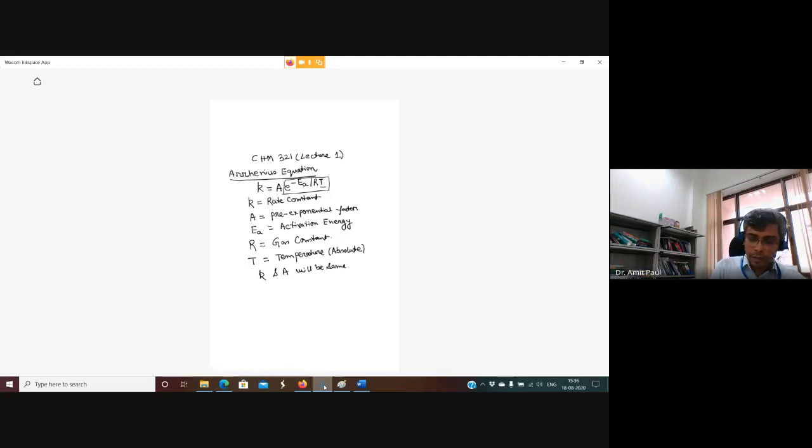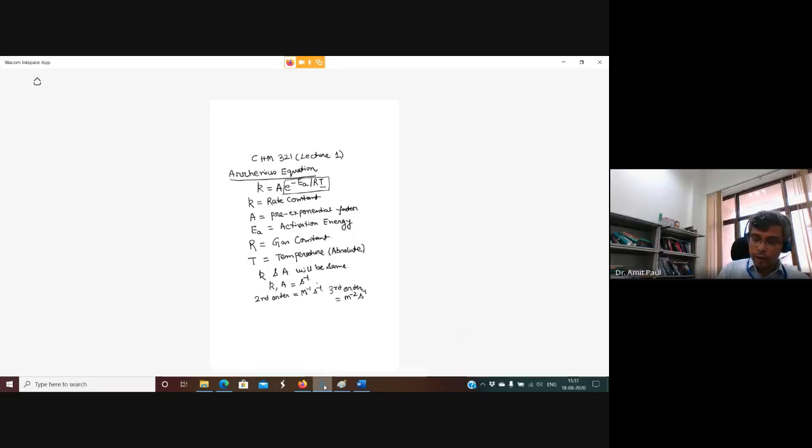So for a first order rate constant, k and A will be second inverse. Okay. And if we go to a second order reaction, it will be mole inverse, second inverse. Then for third order, it will be mole inverse to the power minus 2, second inverse. So this is the way it will continue.